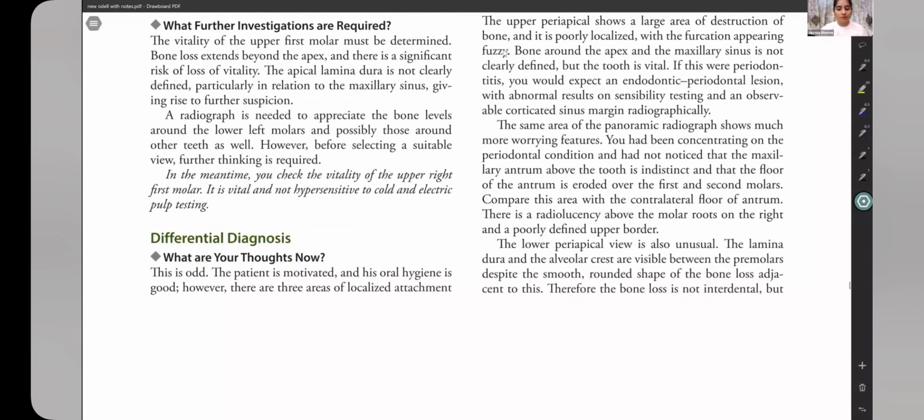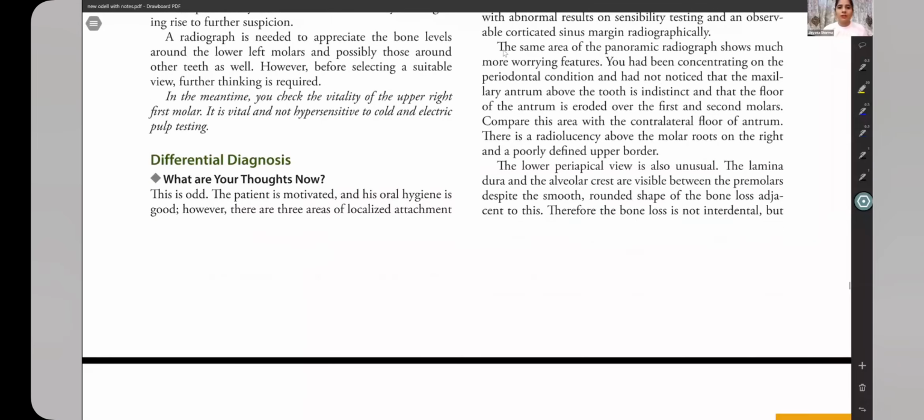So there is no etiological agent, but there is periodontal destruction. There is no gingivitis or inflammation characteristically seen in gingiva, but definitely bone destruction. No etiological agent and no gingival inflammation: these are your most important findings, and there is gross bone destruction around these teeth. The vitality of the upper first molar must be determined. Bone loss extends beyond the apex, and there is a significant risk of loss of vitality. The apical lamina dura is not clearly defined, particularly in relation to the maxillary sinus, giving rise to further suspicion. A radiograph is needed to appreciate the bone levels around the lower left molars and possibly those around other teeth as well.